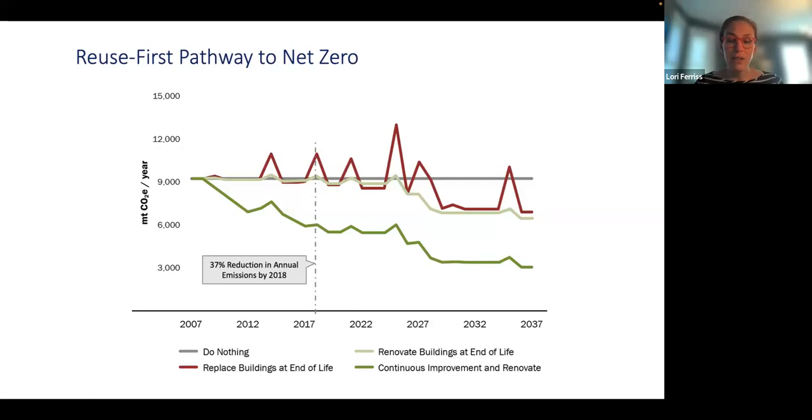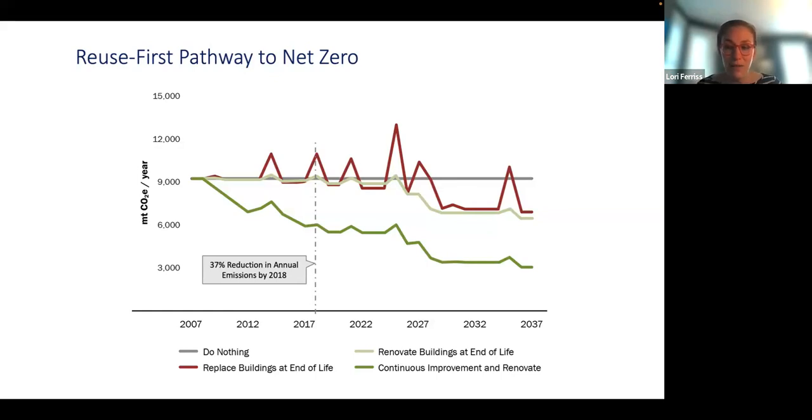In red, and then the red and light green are looking at the renewal cycle of most campuses, where about every 40, 50 years, buildings reach a natural point at which they have to be holistically renewed. So this is looking at the question, when buildings reach that 40 to 50 year mark, do you reuse them or do you build new? And you can see in red, if you build new every 40 to 50 years for each building, those spikes represent the embodied carbon of that new construction.